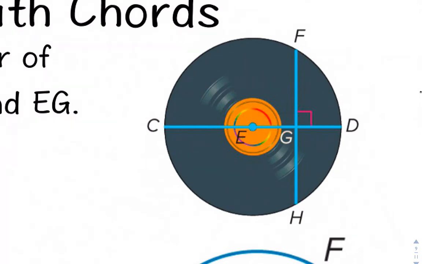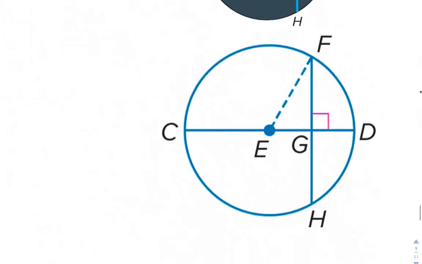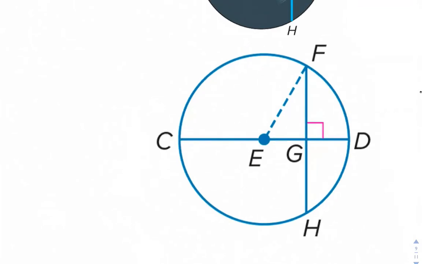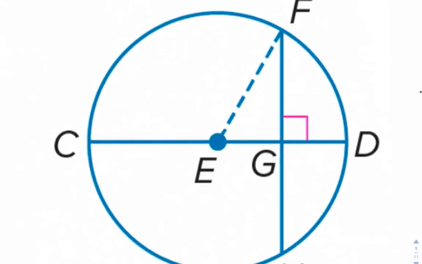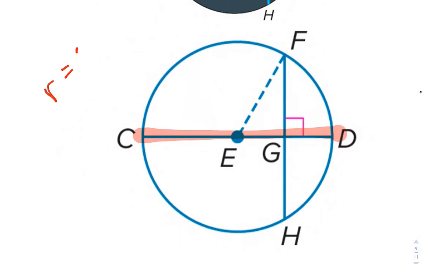How do I find that? First off, I'm going to get rid of the actual picture and just draw a circle to represent it. The problem told us the diameter is 12 inches, so from C to D is 12 inches. That means our radius is 6 inches. Now we know all radii in the same circle are equal. So C to E is 6 inches, E to D is 6 inches, and E to F would also be 6 inches.